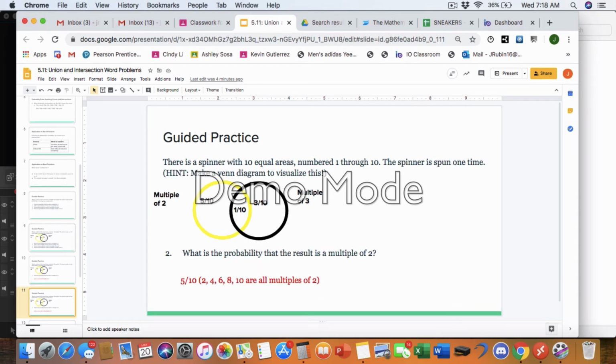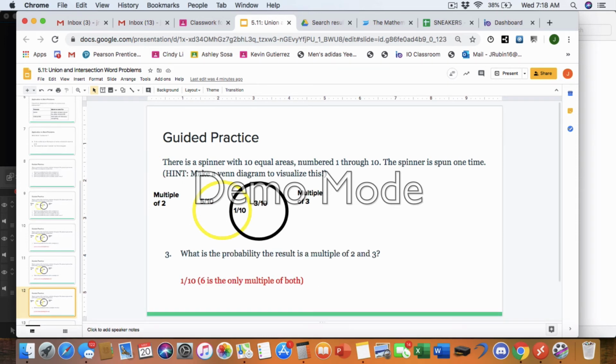What is the probability that the result is a multiple of 2? Again, I listed them out. So 2, 4, 6, 8, and 10 are all multiples of 2. So that's your 5 out of 10. What is the probability that the result is a multiple of 2 and 3? So this is your intersection. And that's only 1. Only 6 is a multiple of both.